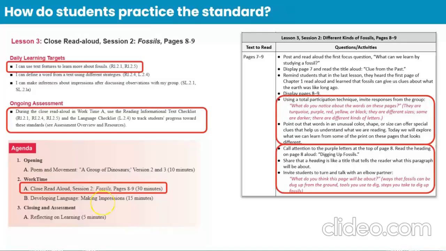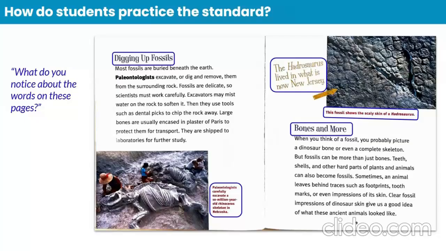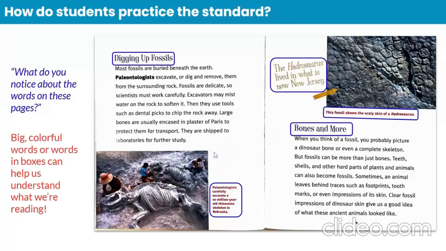Let's take a closer look at work time A in the close read aloud. The close read aloud includes explicit instruction in using text features by modeling and thinking aloud. For students to process and practice, they will need pauses to think and opportunities to talk to a partner. The first question of the close read aloud asks students, what do you notice about the words on these pages? There are several words in different fonts for students to notice and share. Your teach point here is, big, colorful words or words in boxes can help us understand what we're reading.